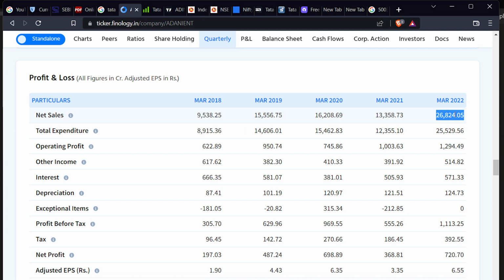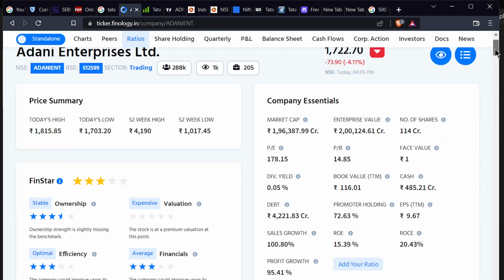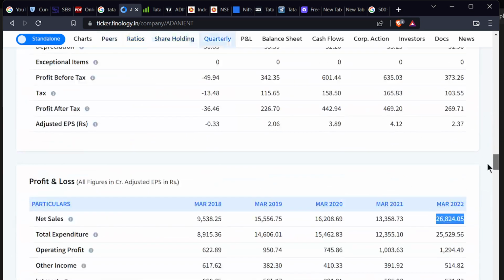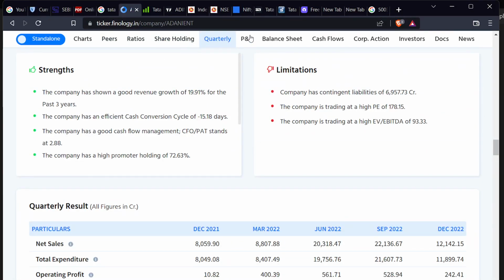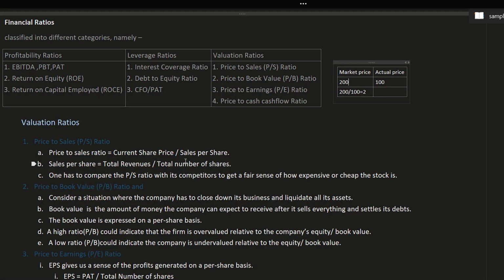by selling their products. When they are getting this much amount, what is the number of shares, and per share how much are they getting? So we need to divide. Now the total number of shares is 114 crore. When you divide this net sales of 26,824.05 crore by 114, you will get the sales of one share. Whatever you get, that value you should divide into the current market price.